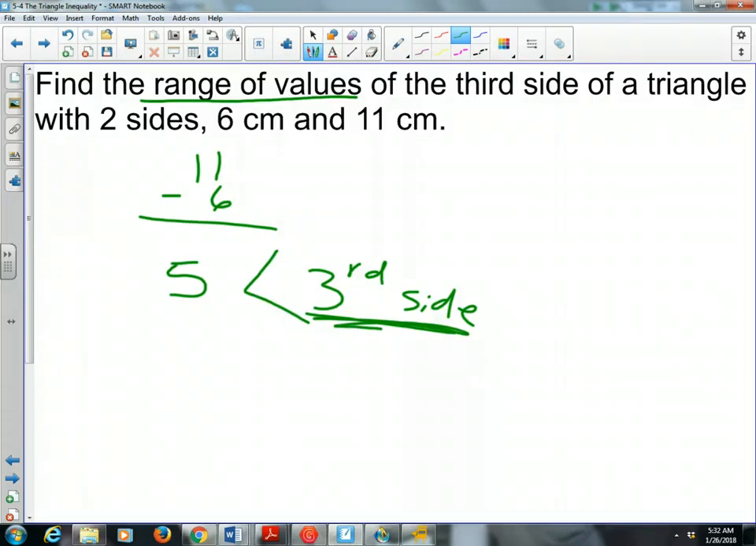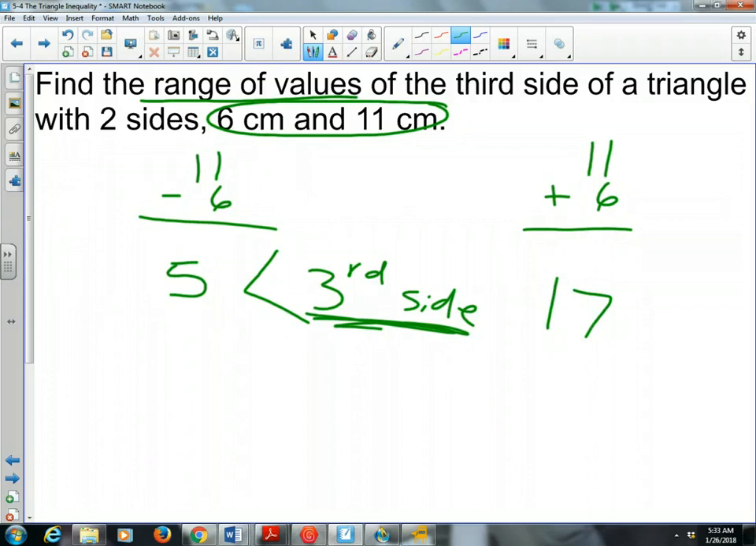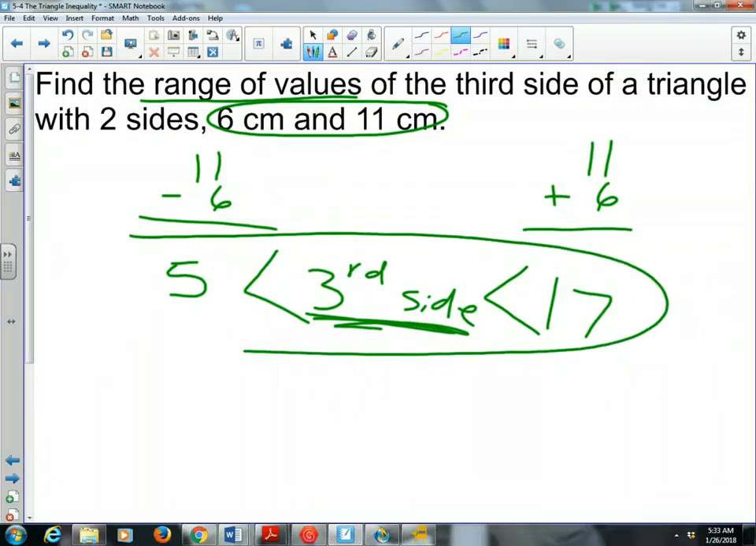But we said that my third side also can't be very large. It has to be less than 17. So that's what we do when we add these two: 11 plus 6 is 17. So my third side has to be less than 17 and greater than 5. So that's how we write this: 5 is less than the third side, and the third side has to be less than 17.